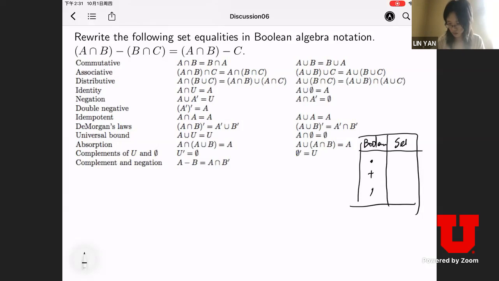And the corresponding operations in the set: and is intersection, or is union, and not is complement. Then let's use 1 minute to rewrite it, and we will solve it together.